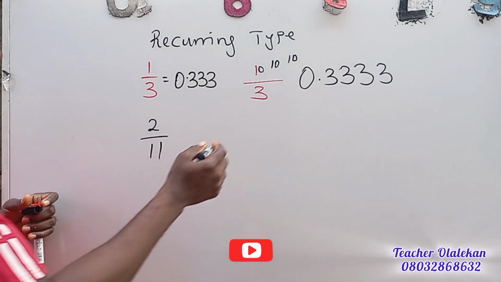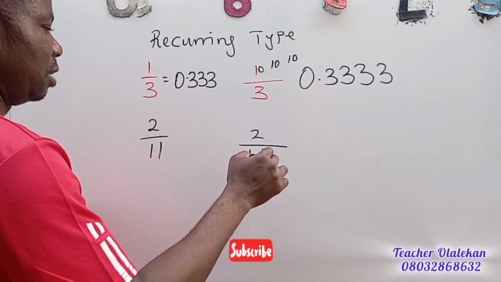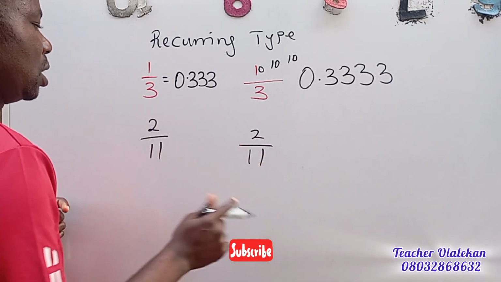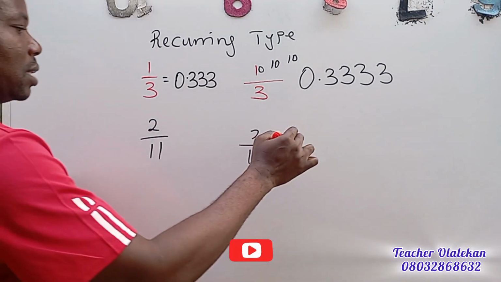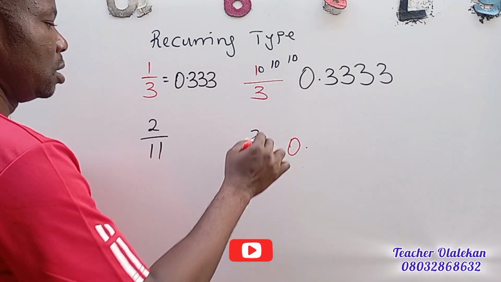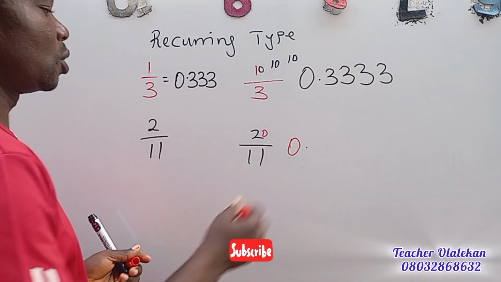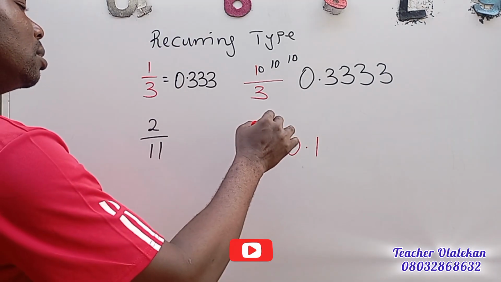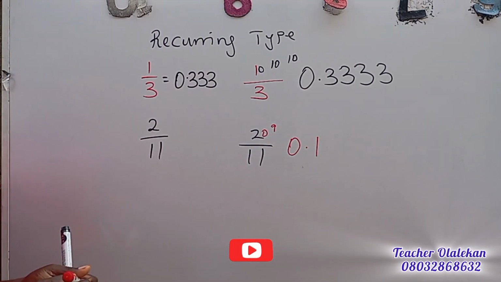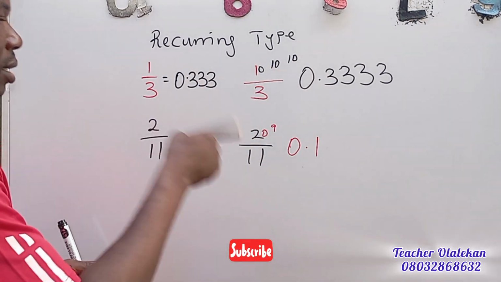So now let's do the second example, where we have 2/11. We are taking this to decimal. Let's see what the answer will be. 11 in 2, that's 0 point. You add 0 to it to make it 20. So 11 in 20, that is 1. Remainder what? 9. If you do 20 take away 11, that gives you 9.